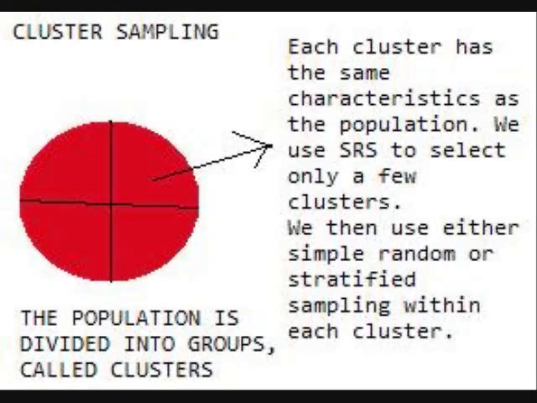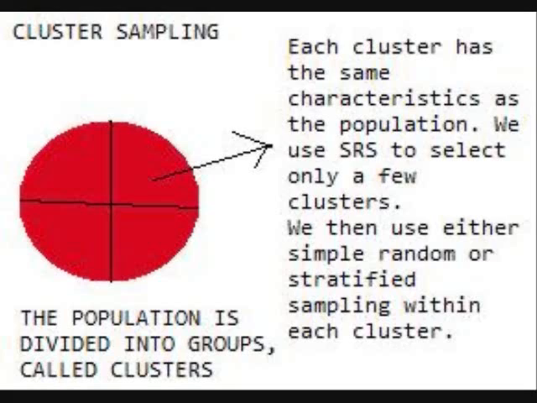The clusters can be chosen by random sampling, whereas in stratified random sampling we pick out which groups, and as well we then use either simple random or stratified sampling within each cluster. So that's a similarity, and that's really all it is. That's how we create the sample.